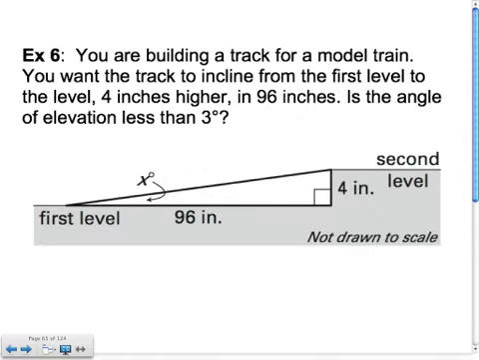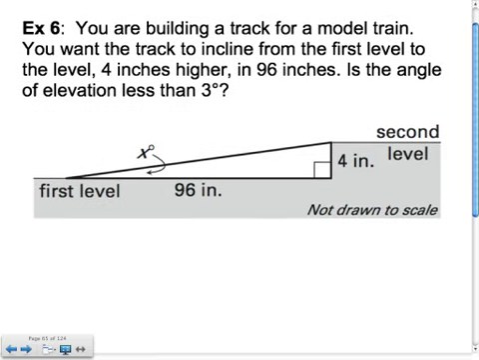Here's another one. Again, at this point, the question is, is the angle of elevation less than 3 degrees? In other words, is x less than 3? My suggestion for you, pause the video, see if you can't answer this question on your own. If you're not sure, if you're not comfortable yet, then just keep plugging along on the video here with me.